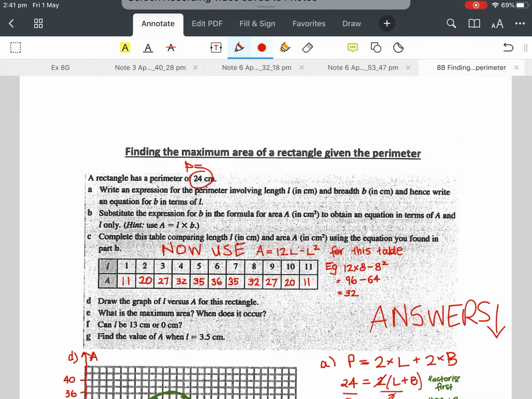Hi, Year 12. This is just to help you with exercise 8B, finding the maximum area of a rectangle given the perimeter. So here's the question. I believe it's an example. A rectangle has a perimeter of 24 centimetres.